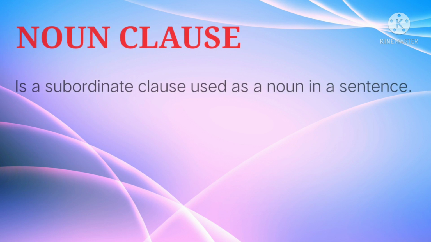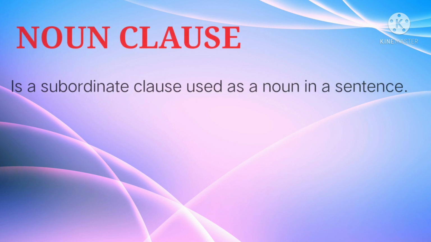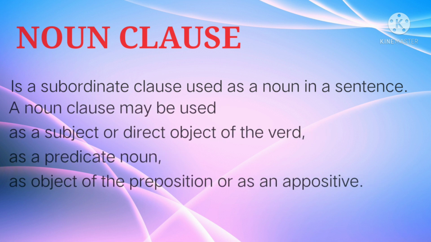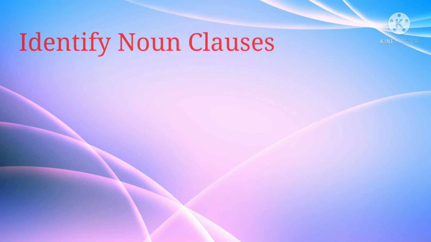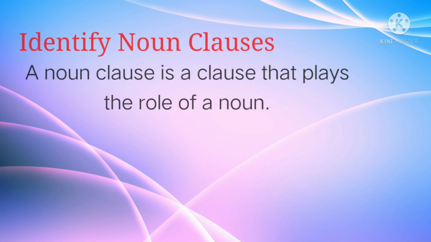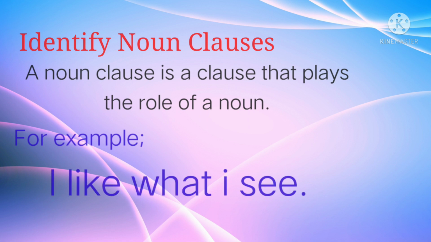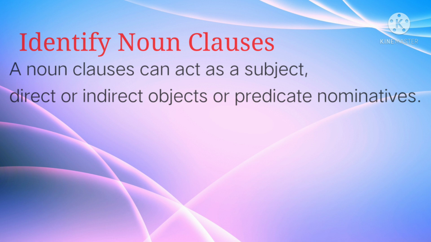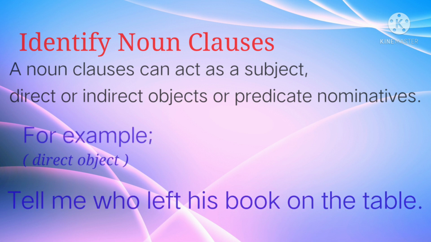Noun clause. A noun clause is a subordinate clause used as a noun in a sentence. A noun clause may be used as a subject or direct object of the verb, as a predicate noun, as an object of the preposition, or as an appositive. Identifying a noun clause: a noun clause is a clause that plays the role of a noun. For example, I like what I see. In this example, the subject of the clause is I and the verb is see. A noun clause can act as a subject, direct or indirect object, or predicate nominative. Another example: tell me who left his book on the table.